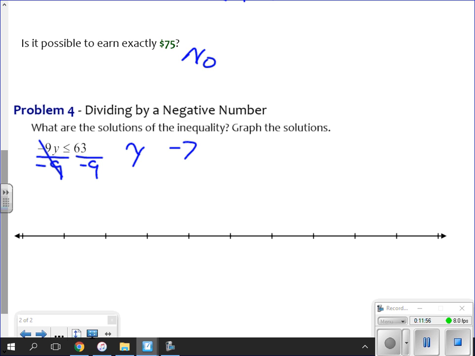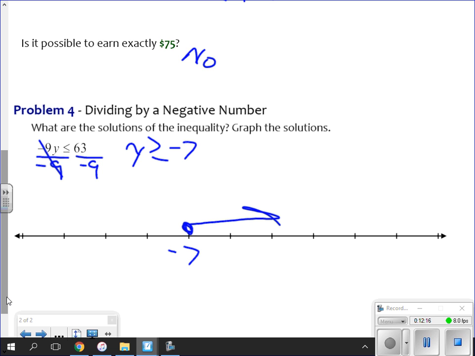Do I flip my inequality? Yes, because I did a negative to both sides. So I do flip my inequality. So y is greater than or equal to negative 7. I get negative 7 and a big old fatty dot. And there we go.